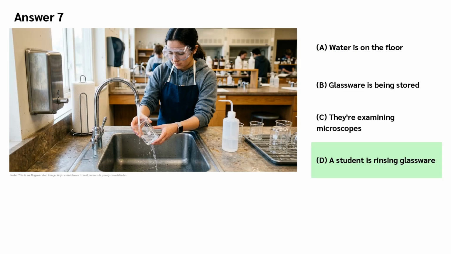Answer number 7. Answer D. Because the student in goggles holds a beaker under running faucet water at the lab sink. A. Is wrong because the water flows into the basin, not onto the floor. B. Is wrong because the student rinses glassware, not storing it in cabinets. C. Is wrong because the scene is at the sink with no microscopes visible.